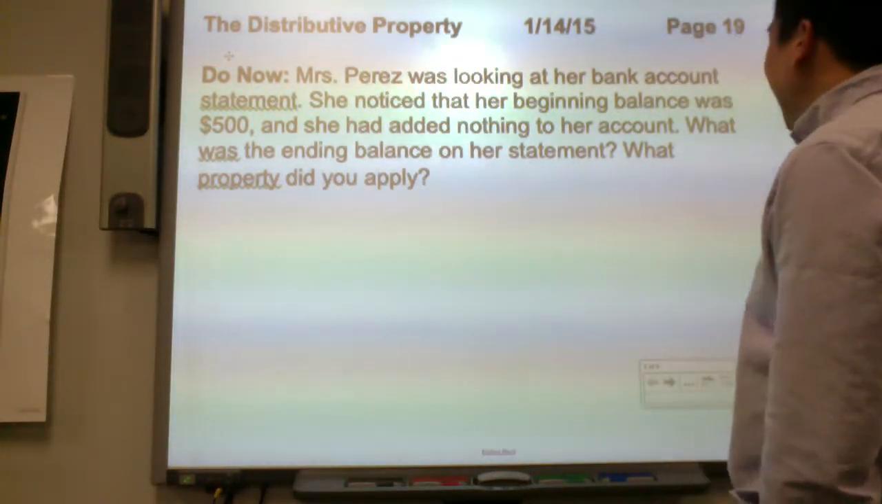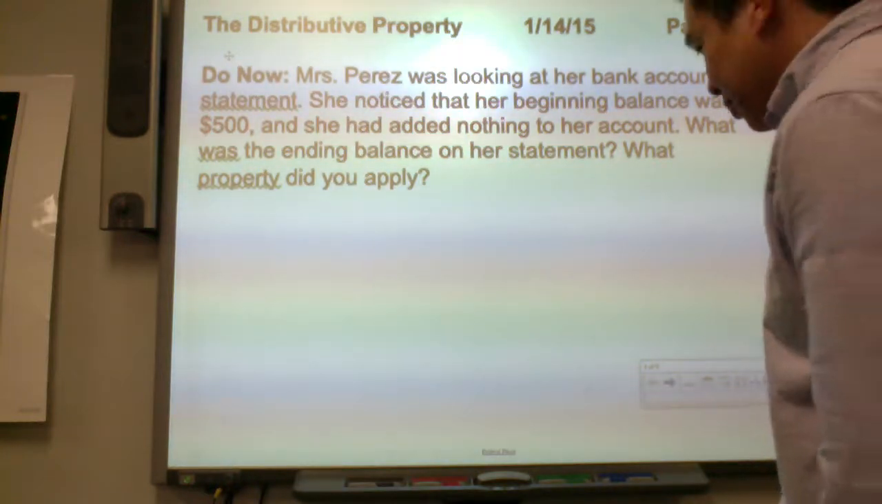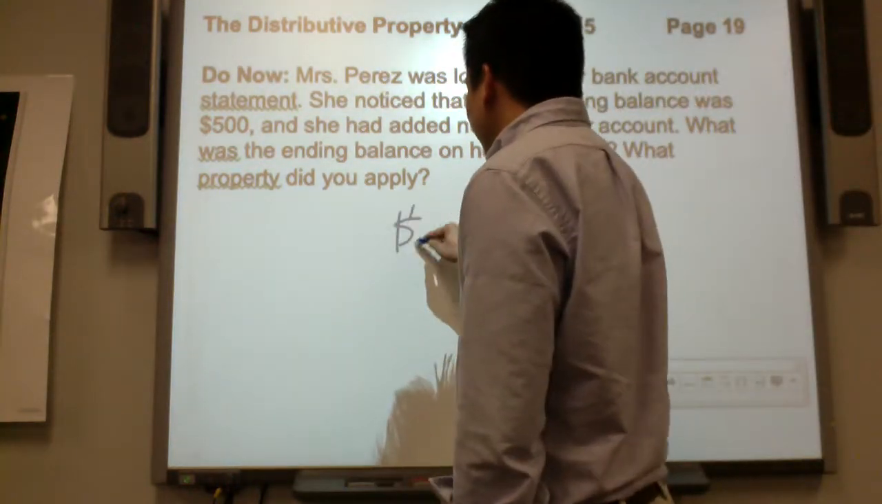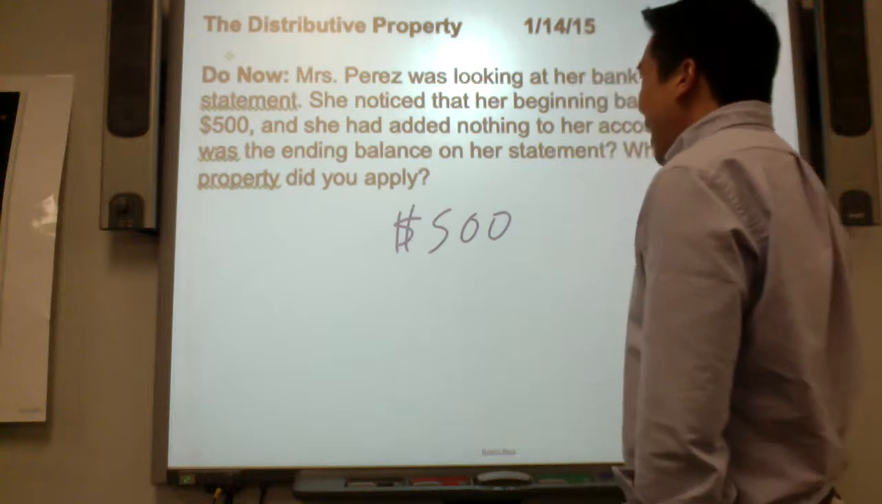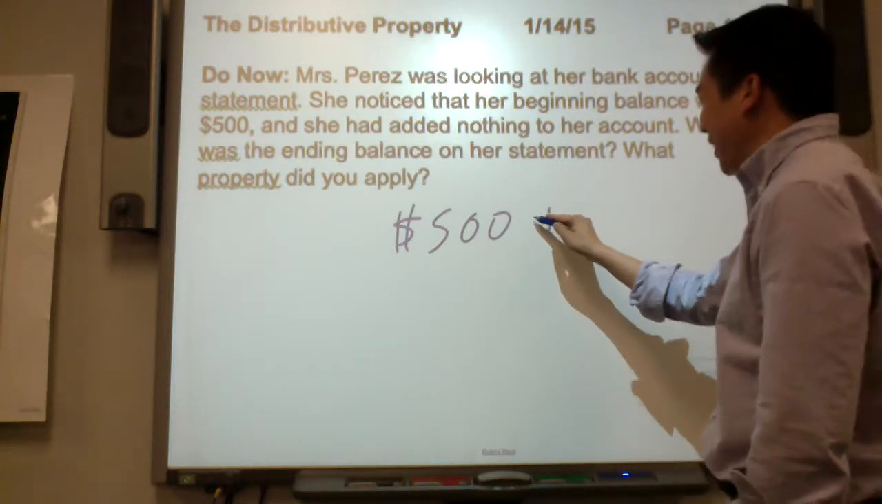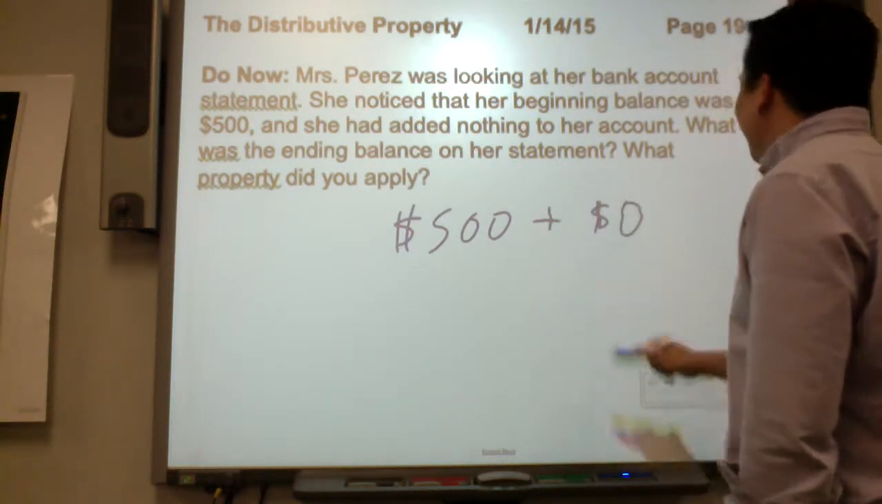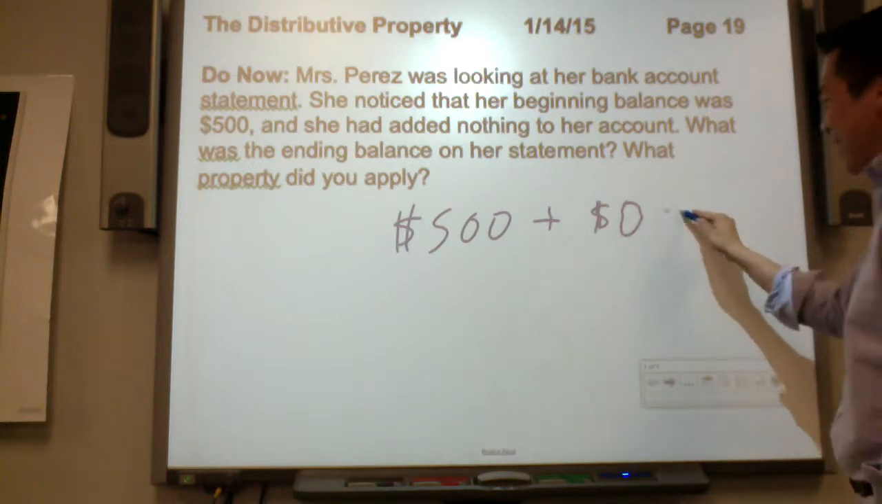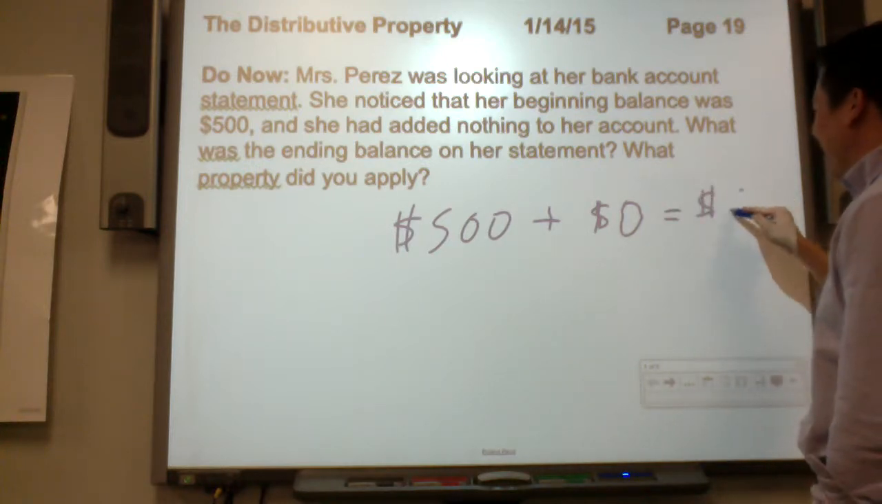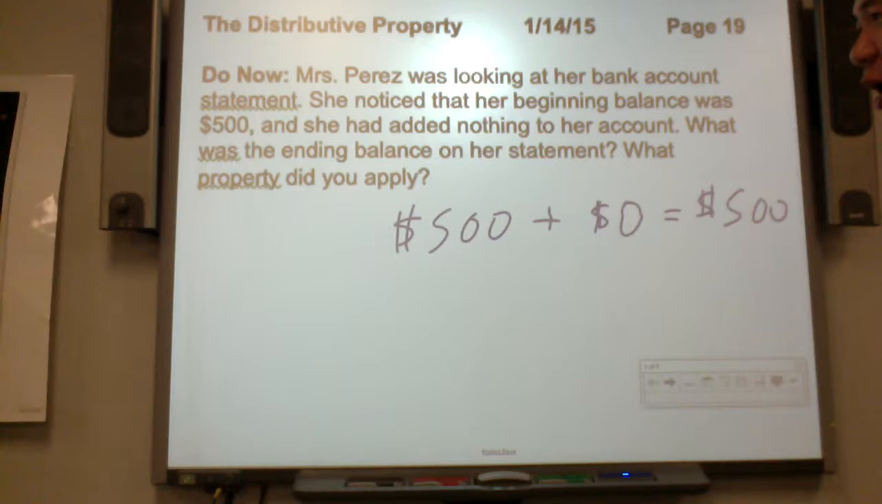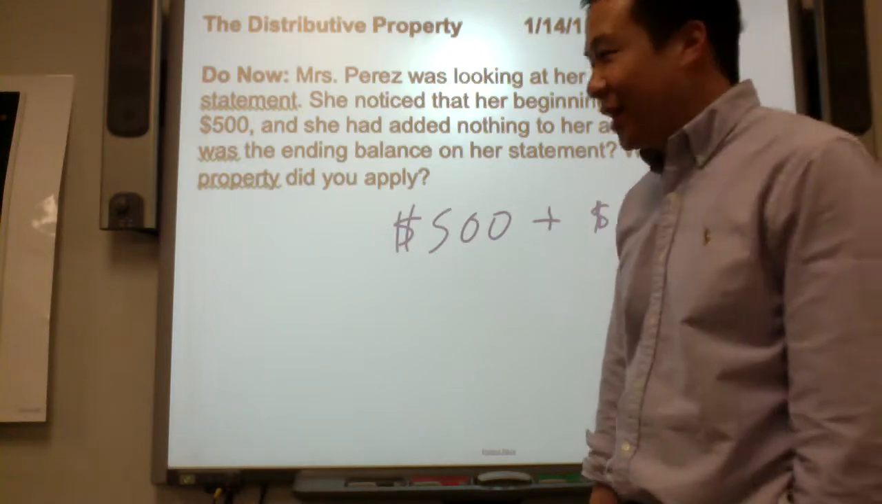She noticed that her beginning balance was $500. So she had 500 bucks. And she had added nothing to her account. What was the ending balance? So she ended up with $500. So what property did you apply?